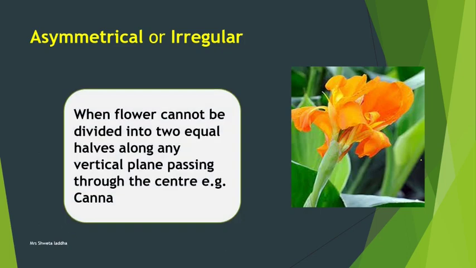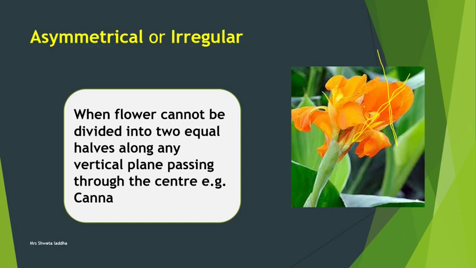The last type is asymmetrical or irregular flower. In this case, the flower cannot be divided into two equal halves through any vertical plane passing through the center. So in this case, example canna, if I try to divide the flower in this plane, I cannot get two equal halves. This plane, I cannot get two equal halves. So through any vertical plane passing through the center, I cannot divide the flower into two identical halves. Thus, it is an asymmetrical or irregular flower.